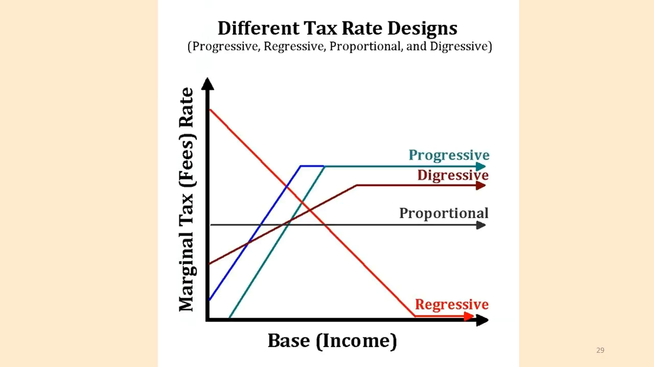And finally, the digressive, which is kind of an orangey brown, simply shows that the tax rate starts higher than either of the progressive rates, but it stops climbing before either of the progressive rates. So digressive is a modified progressive. Okay, it's a little bit more balanced.